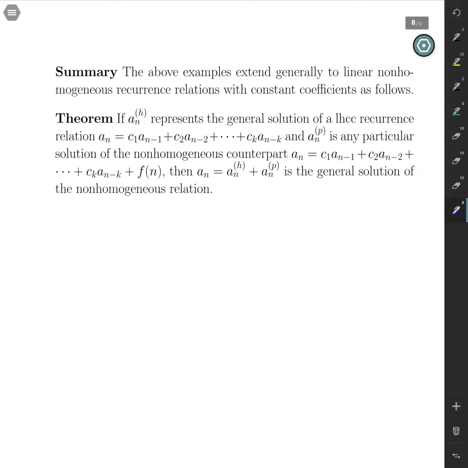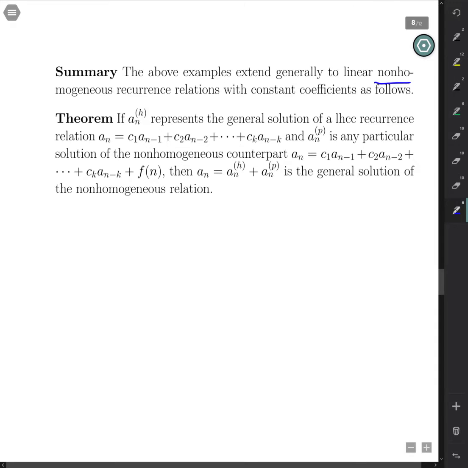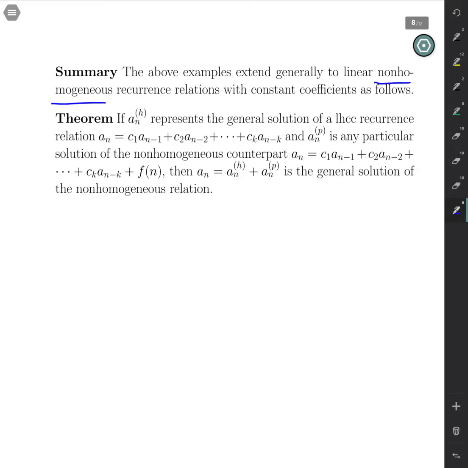The summary regarding the last two videos is that the ideas that we presented there extend generally to linear, non-homogeneous recurrence relations with constant coefficients, as we describe in the theorem.